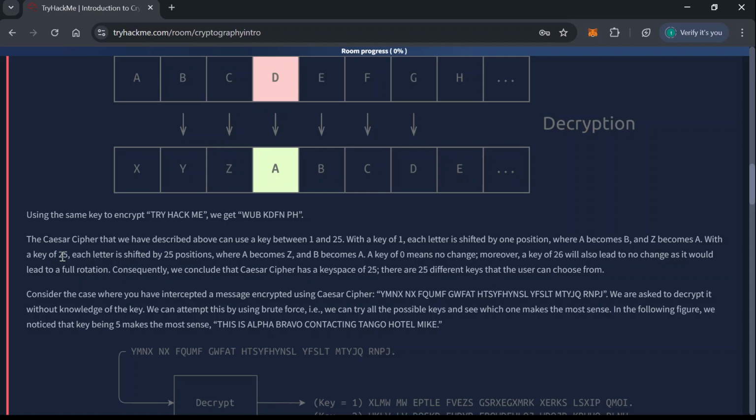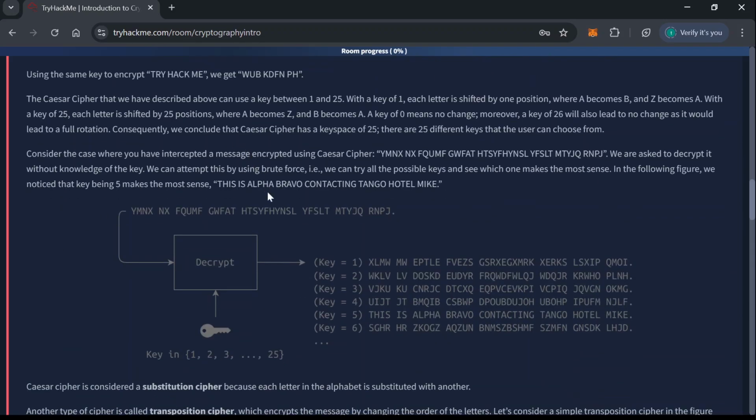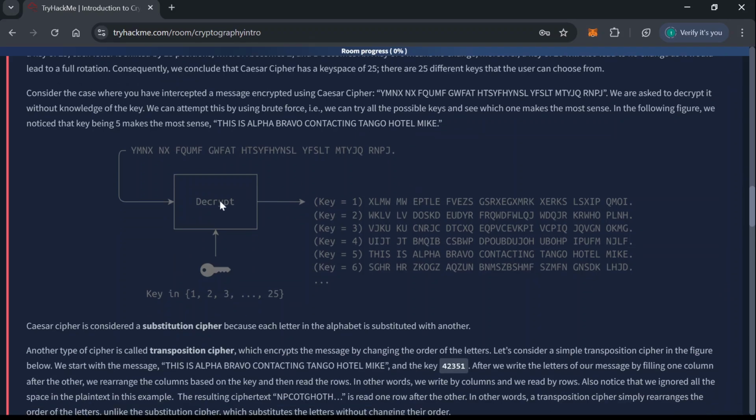Let's consider the case where you have intercepted a message encrypted using the Caesar cipher, such as what we have here. Then we are asked to decrypt it without the knowledge of the key. We can attempt this by using brute force. That means we'll try all the possible keys and see which one makes the most sense. In the following figure, we notice that the key being 5 makes the most sense. That is, this is Alpha Bravo contacting Tango Hotel Mike. That's if you use the key 5. You can see key 1, key 2, key 3, key 4, key 5.